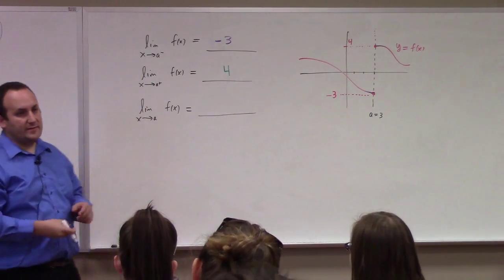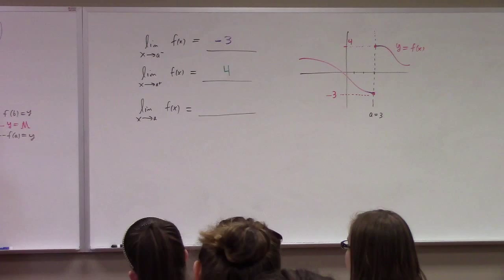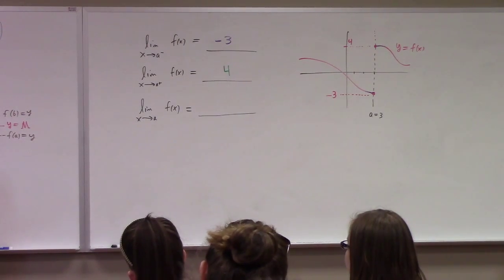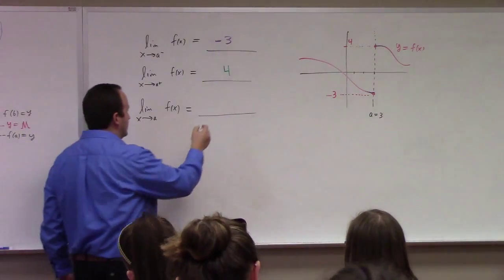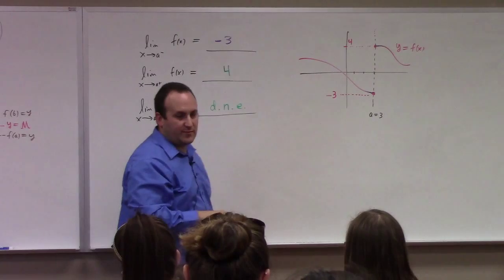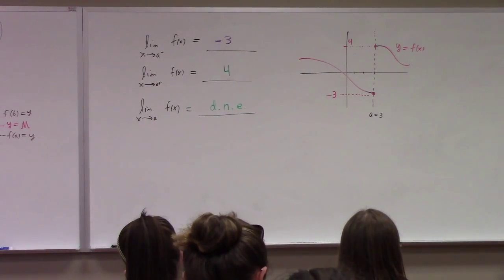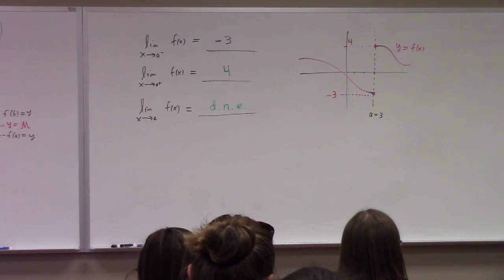How about the double-sided limit? It does not exist, right? The only way the double-sided limit can exist is if both the left and right limits separately exist and are equal. So we simply write does not exist here, which is probably DNE. I don't know. It will tell you in the problem the formatting for that. I think capital DNE is what my key has.